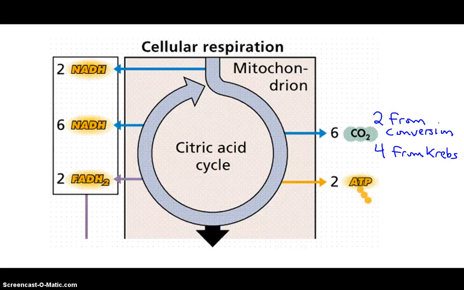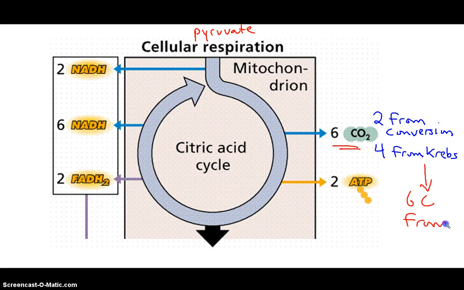So here's a very simplified schematic of cellular respiration. So when pyruvate goes into the citric acid cycle, we have 6 carbon dioxides removed, 2 from the conversion reaction, 4 from the Krebs cycle. So all of the glucose is gone.